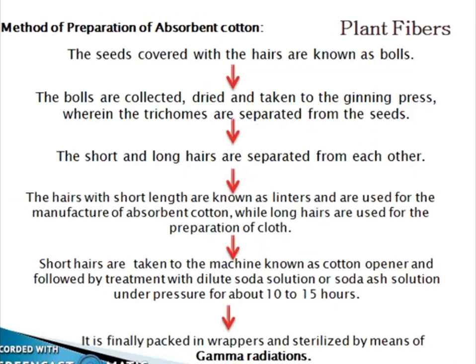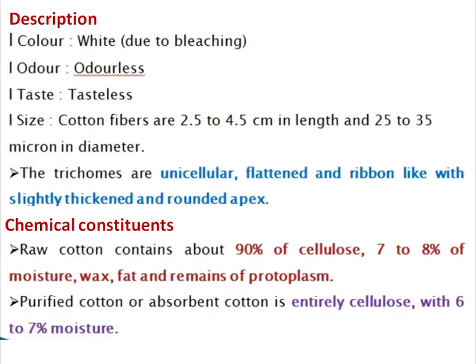Next, if you see the description for the cotton, the color will be white if it is bleached. Next is odor. It is odorless and tasteless. The size of the cotton fiber is about 2.5 to 4.5 centimeters in length and 25 to 35 microns in diameter.